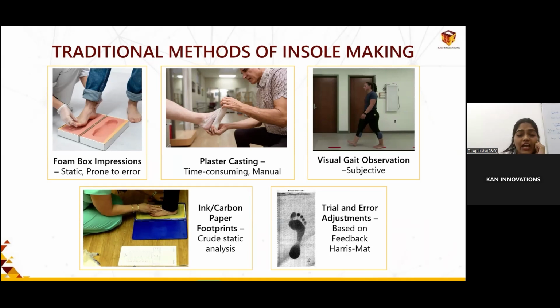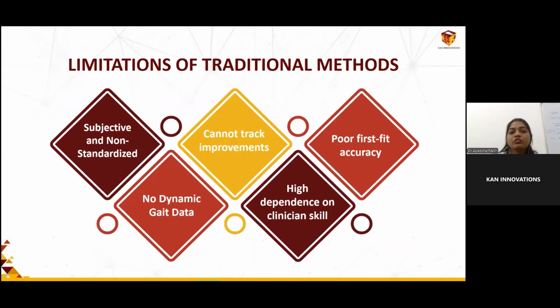Now, we have relied on this all our lives. These are 90s tools and they have served us. But we are in 2025. Are they really helping us? They come with limitations: they are subjective and non-standardized. We cannot track improvements, can we? They come with poor first-fit accuracy. We cannot see the dynamic data. All these things we are doing with static analysis more. Next, there is high dependence on clinical skill.